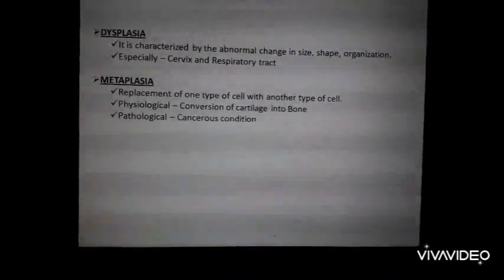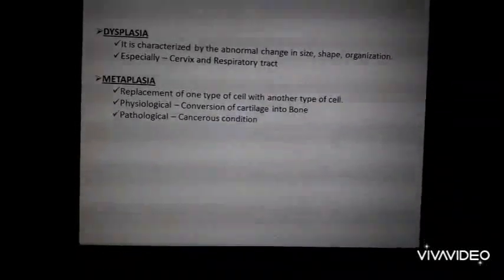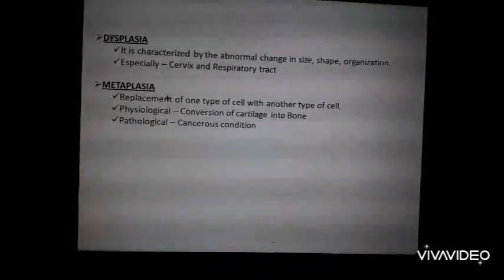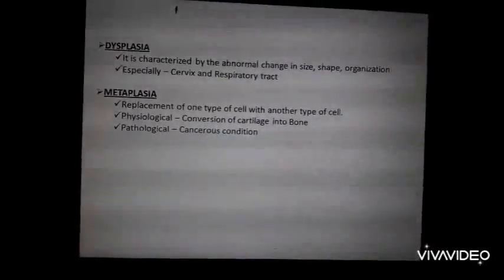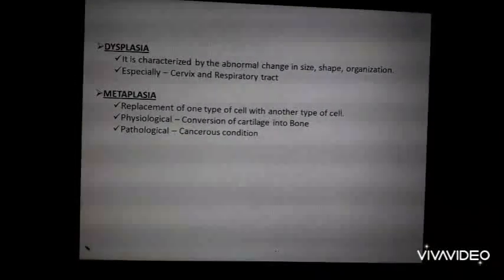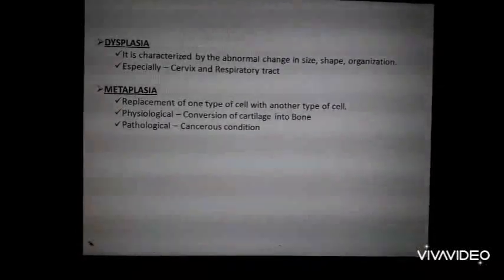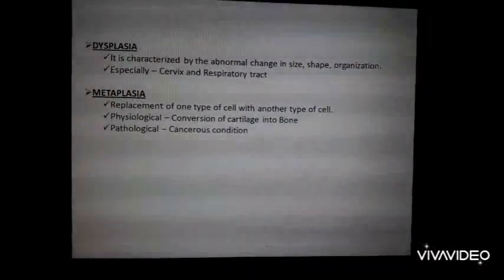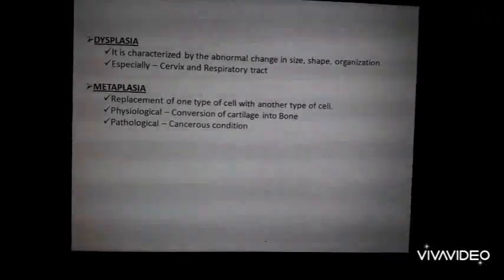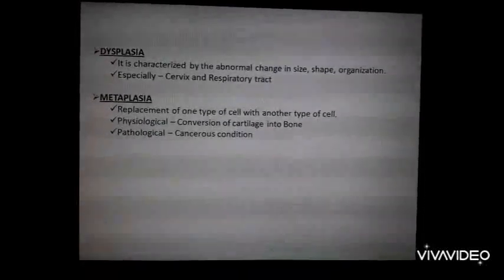Dysplasia. It is characterized by the abnormal change in size, shape and organization. It is not considered as true cell adaptation. It is considered to be a part of hyperplasia. Especially these can be seen in cervix. And metaplasia. It is a replacement of one type of cell with another type of cell. Here we have two types, physiological and pathological. Physiological metaplasia. Example, conversion of cartilage into bone. We also have the example, that is transformation of monocytes into macrophages.